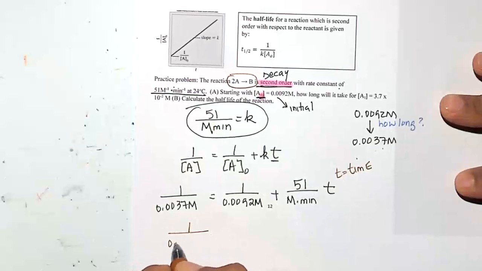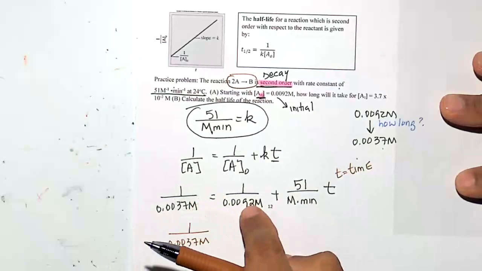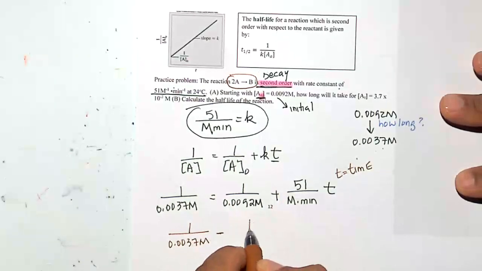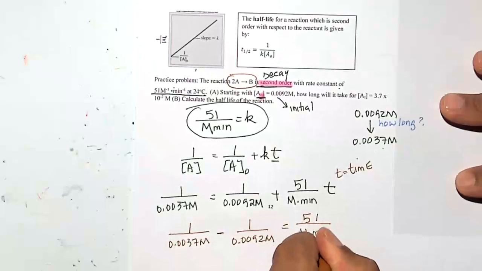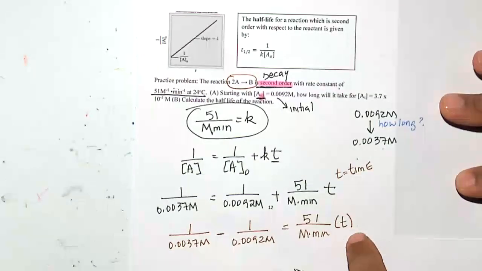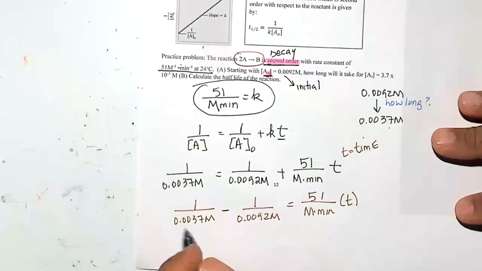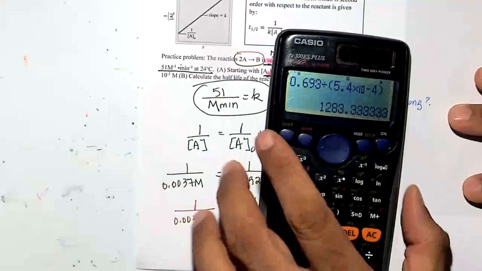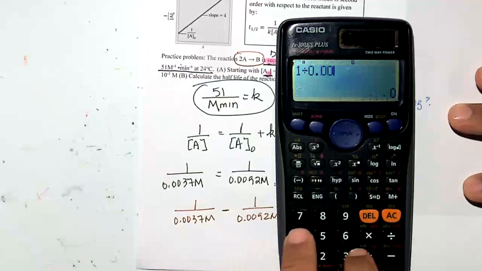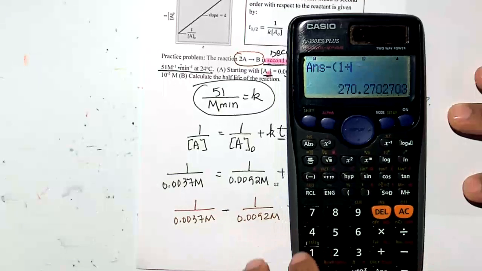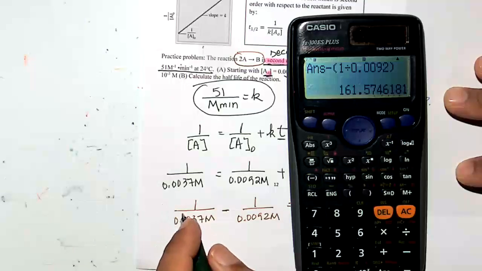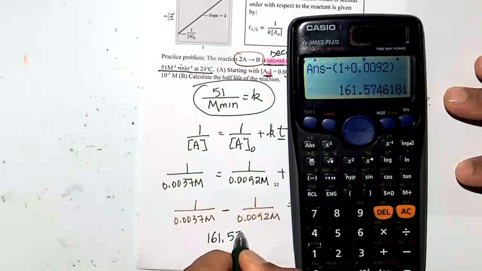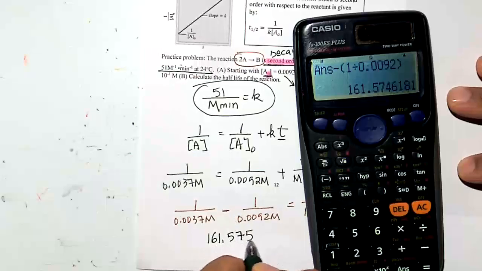So we will take 1 over 0.0037 big M. I'm going to move this to the other side of the equation. When it does, it becomes minus 1 over 0.0092 big M. This is equal to 51 divided by M times minutes times t. This is what we're trying to solve for, t. All right, 1 over 0.0037 minus 1 over 0.0092. Let's do this together on our calculator. Okay, I think this is right. You got it? Is that what you got, Alex? Good. 161.57. For some reason it looks wrong, but I think it's right. I'll add some extra digits here.